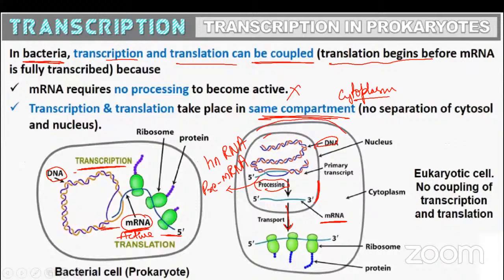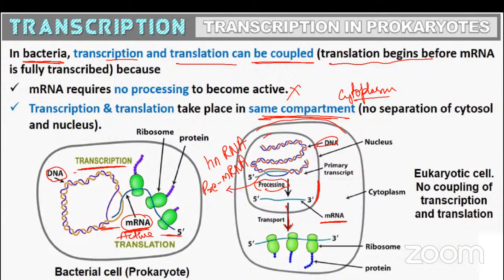Fine, guys. So then coming to the transcription in the prokaryote. Simple, guys. When the transcription is happening, before the mRNA is completed, suddenly the ribosome will come and bind to the mRNA and synthesize the protein also. So that's why transcription in the prokaryote is called a coupled process. How? Before the transcription is completed, the ribosome will start synthesizing the protein, right?